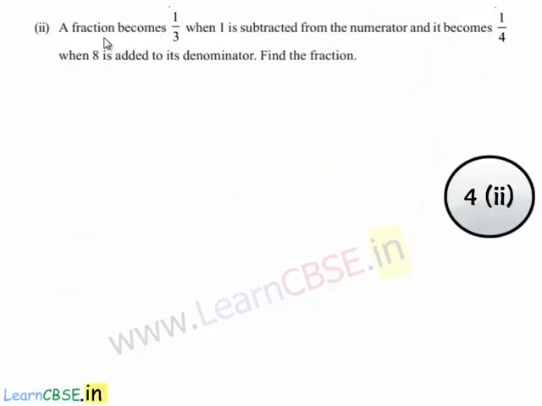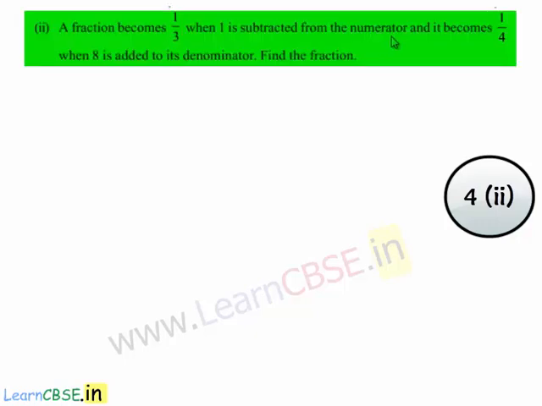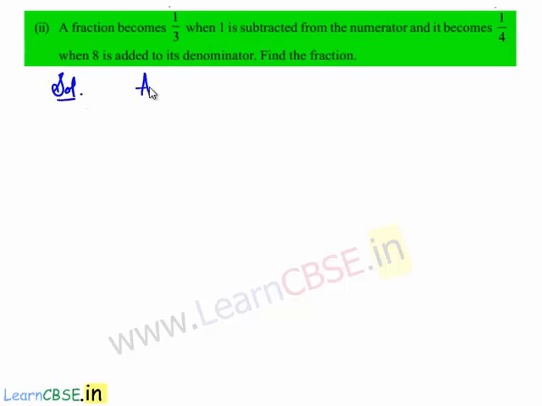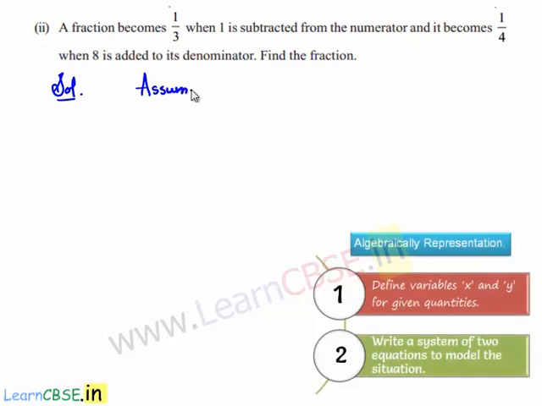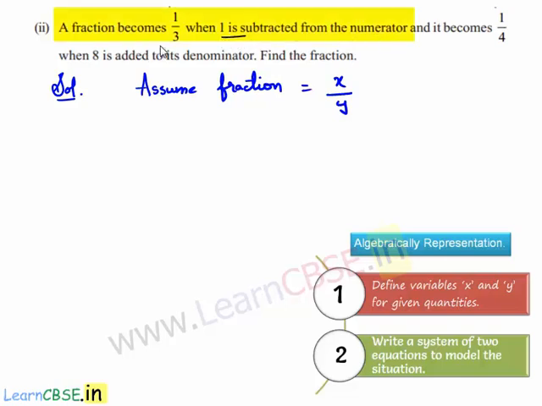Coming to the second bit, a fraction becomes 1 by 3 when 1 is subtracted from the numerator and it becomes 1 by 4 when 8 is added to its denominator. Find the fraction. So let us assume that the fraction is equal to x by y, where x is the numerator and y is the denominator.